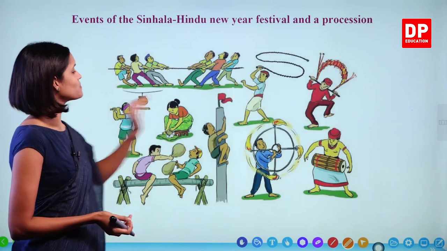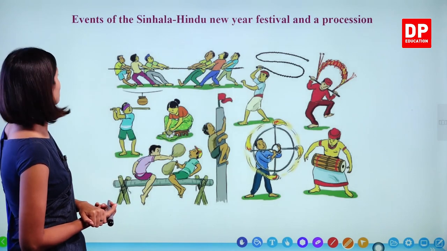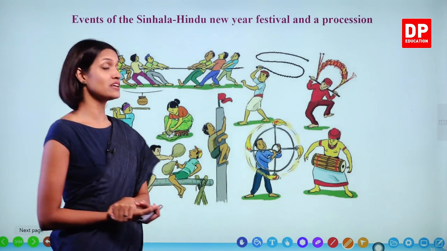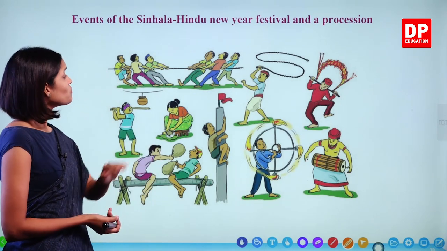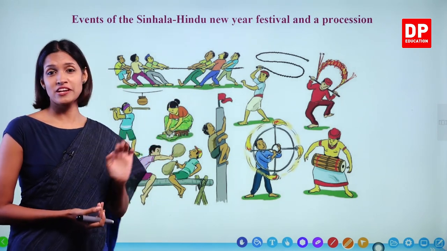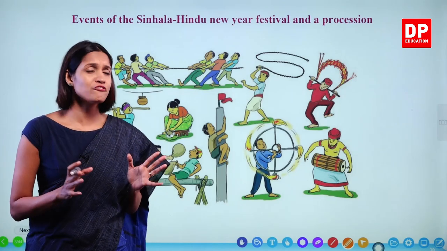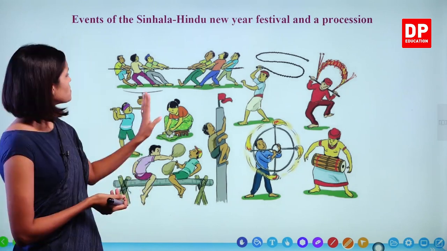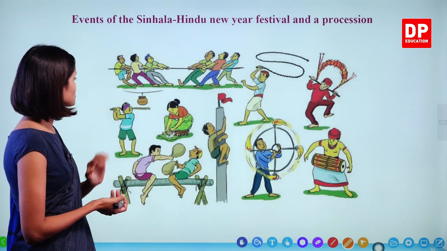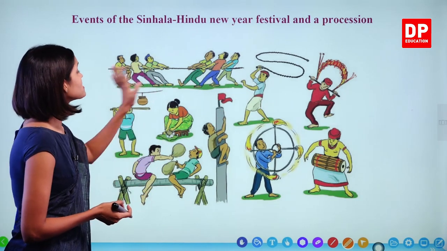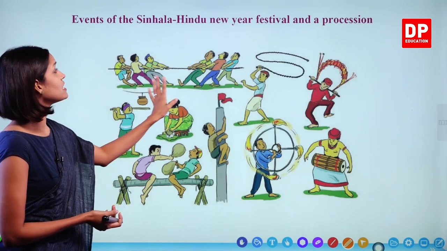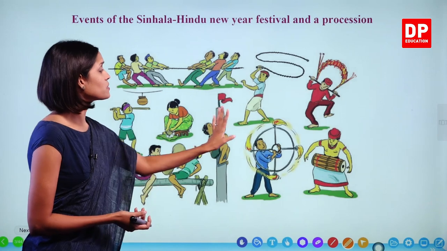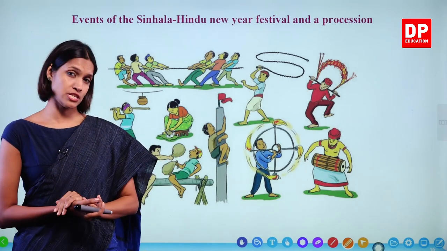Right. Look at this picture, children. What is this picture about? Events of the Sinhala Hindu New Year festival and a procession. So you must have seen these type of activities. Some of you must have been to these processions and Sinhala Hindu New Year festivals. So what are these different types of events, children? So remember, some of these activities are coming under Sinhala Hindu New Year festival and some other activities are coming under the procession. For example, Asala procession.